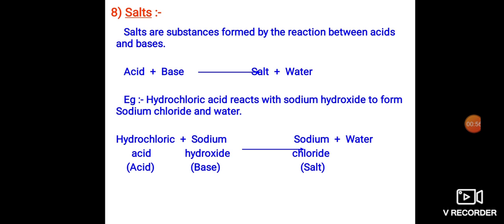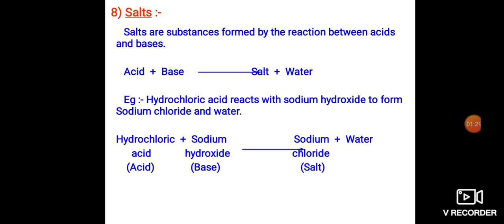Hydrochloric acid is an acid, sodium hydroxide is a base, they both combine together and form a salt called sodium chloride, plus water. Common salts include sodium chloride, limestone (calcium carbonate), and soda ash (anhydrous sodium carbonate). Salts are classified into two types, hydrated salts and anhydrous salts.